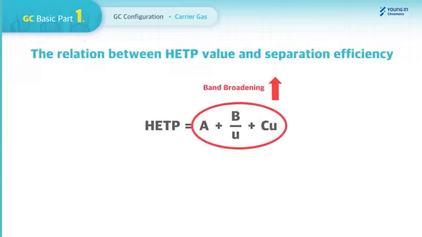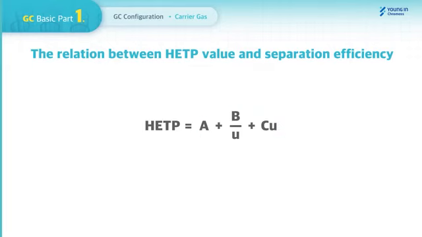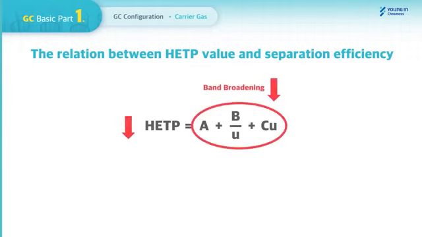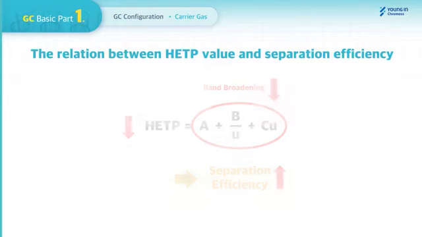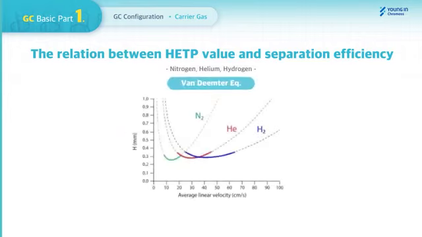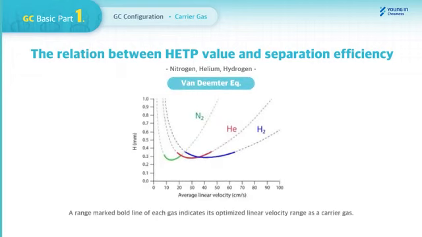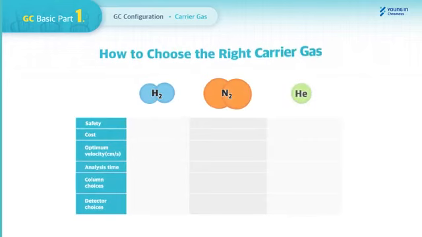When the band is broadening, the plate height is getting higher. As a result, separation efficiency is being decreased. In conclusion, the lower value the HETP has, the greater separation efficiency it results. The plot of Van Deemter equation is shown on the screen. A range marked in bold line of each gas indicates its optimized linear velocity range as a carrier gas. So now you can choose the right carrier gas depending on your application by referring to the following table.